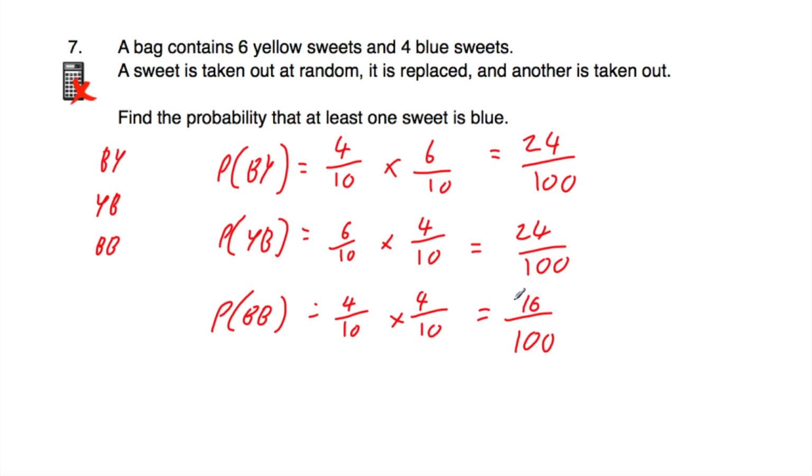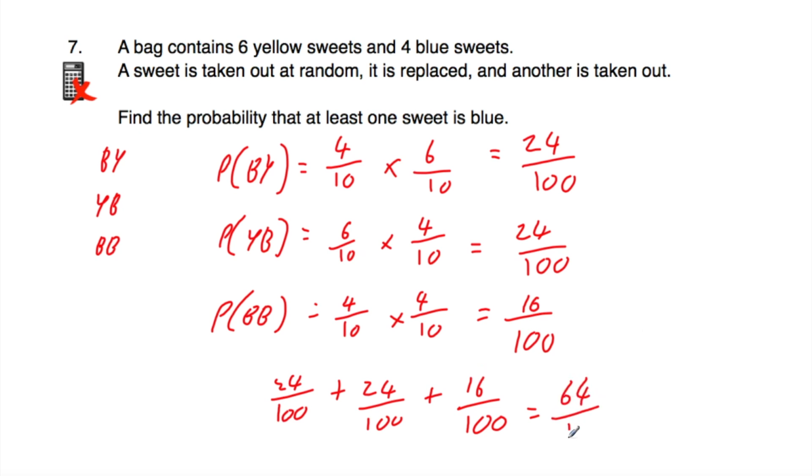And then we just need to add these together, and that'll give us the probability of getting at least one blue sweet. So let's add together 24 hundredths plus another 24 hundredths plus 16 hundredths. 24 plus 24 is equal to 48. Plus 16 would be equal to 64, so that's 64 hundredths. So the probability of at least one blue sweet would be 64 hundredths.